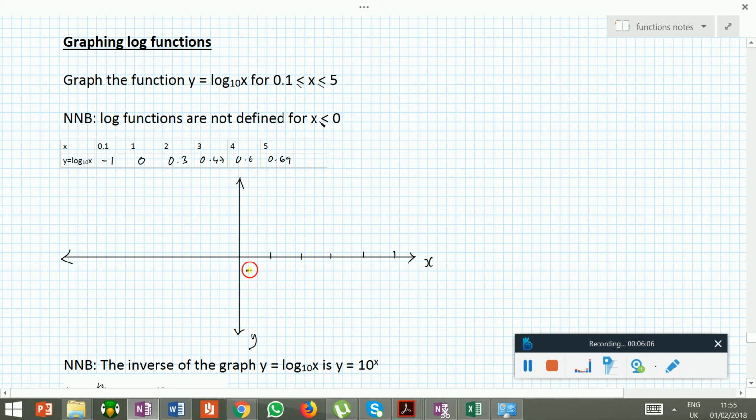It's kind of hard to draw to scale. You get a crossover point, it crosses the x-axis at 1. At 2 it's 0.3, and it's just very gradually increasing as you get to here. On this side, you get a very steep drop off here, and the y-axis is an asymptote, whereby the graph tends towards the y-axis but never actually gets there.